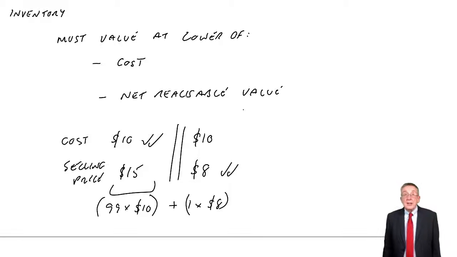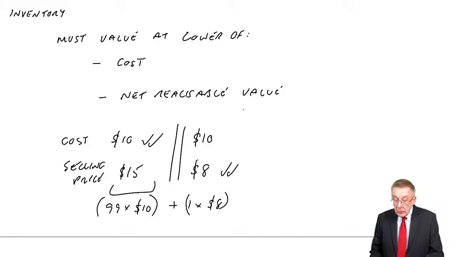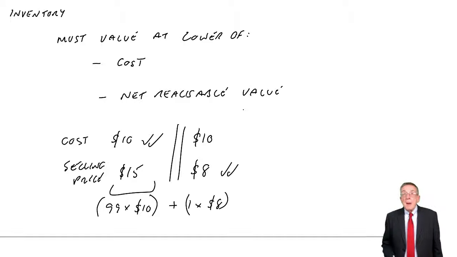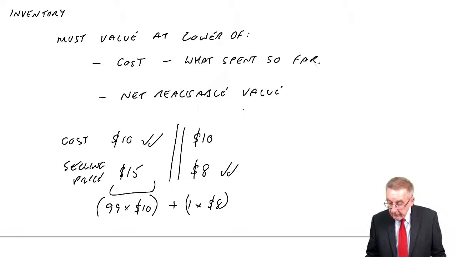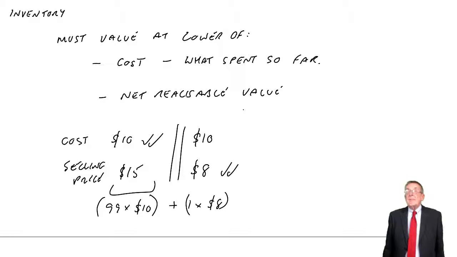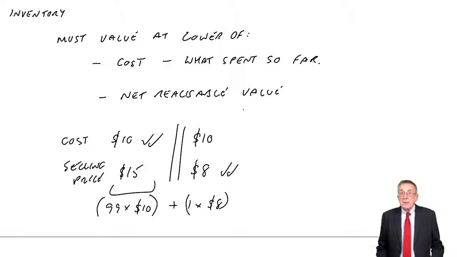Now, I said I needed to say slightly more about what we mean by cost and net realizable value. Cost is what we've spent so far, as at the date we're doing the statements.